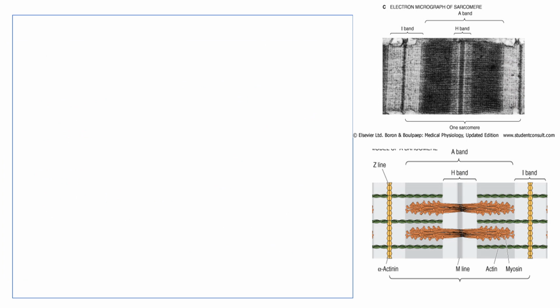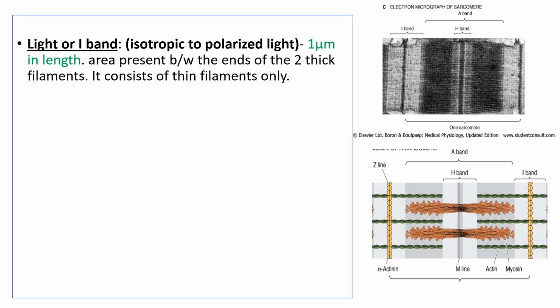Here we can see the different bands, as you can see in this electron micrograph of the sarcomere, which is the picture present here. The light band, which is approximately 1 micrometer in length, is an area which is present between the two thick bands. You can very well see it between the two thick bands. We have this I band.